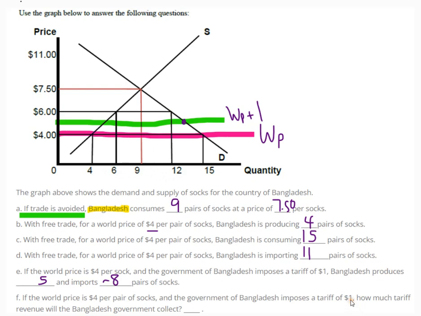Okay. A $1 tariff is going to be $1 on each imported item. So in this case, it would be $5 because they're going to import. No, it wouldn't be $5. It would be $8 because we're going to import the difference between here and here. So we would produce 5 in Bangladesh, and then we would import the difference between what we would consume and what we would produce. So that would be 8. For some reason we're using dollars in Bangladesh, okay? And that's how to analyze a small country tariff graph.